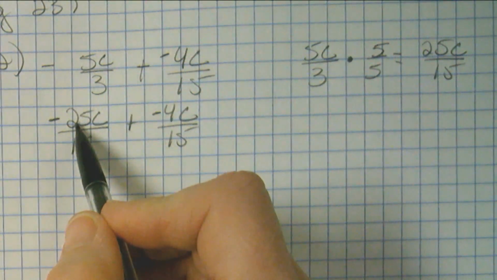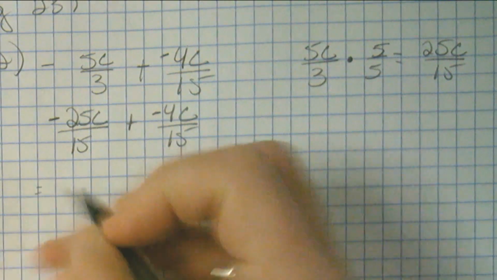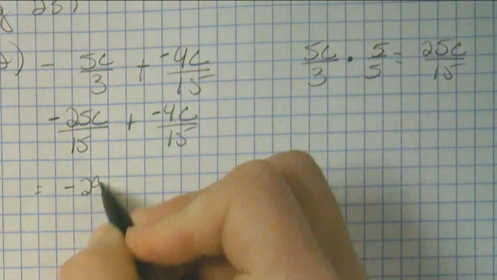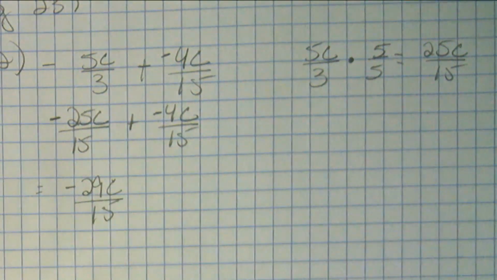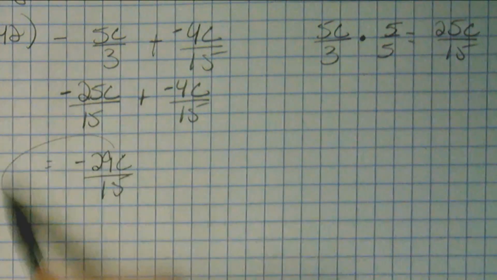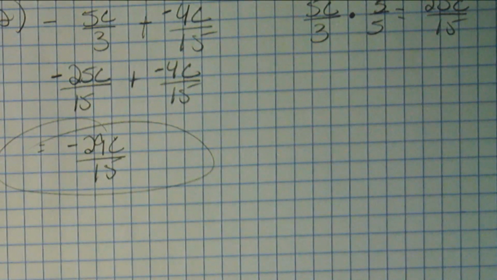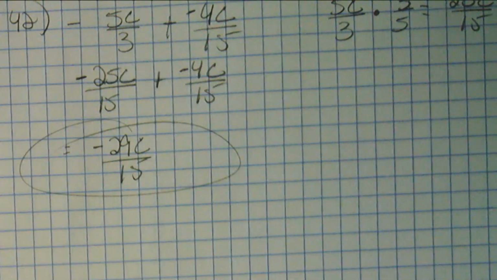Now I'm just going to add these. I have a negative 25c plus a negative 4c. That gives me a negative 29c over 15. When we have a variable in the numerator or a variable in the denominator, we leave that fraction as a simplified improper fraction. We don't change it into a mixed number. So that's going to end up being our simplified fraction because 29 and 15 do not have a common factor. Are you cool with that? Awesome. What else can I do for you guys?